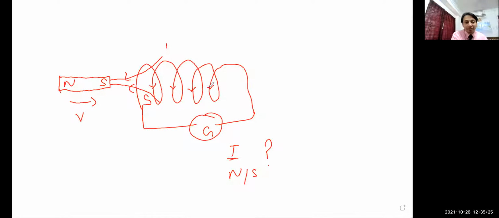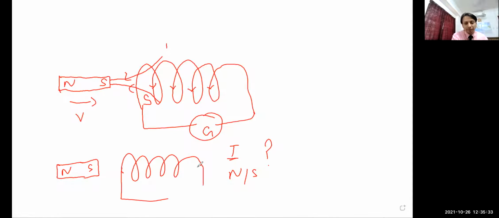In the other diagram, again the same question, but again north, south, the same coil, galvanometer, and now the magnet is going away. Remember, don't forget to draw the magnetic field lines. The magnet is going away.